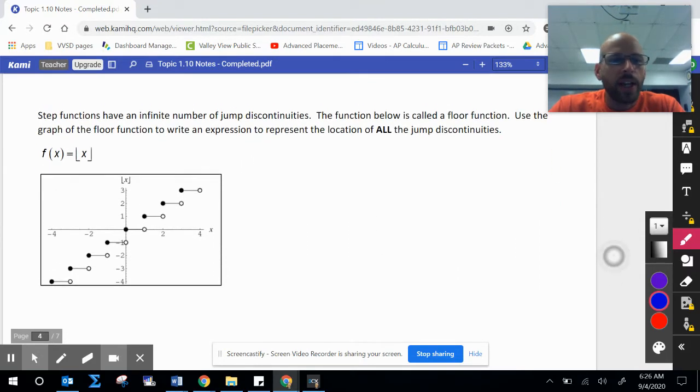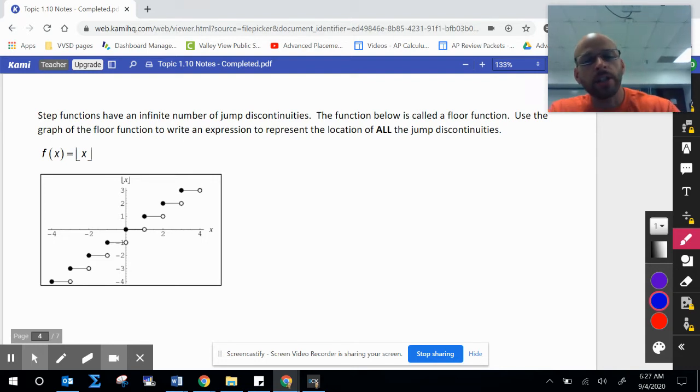Step function. Okay, so I have here a step function, which has an infinite number of jump discontinuities, right? It's just a constant piece to a different constant piece to a different constant piece. And ultimately, this is a floor function, which just rounds every decimal down, right? So any real number between 0 and 1 is just going to get rounded down to 0. Any real number between 1 and 2 is going to get rounded down to 1. So you can kind of see how this graph operates.